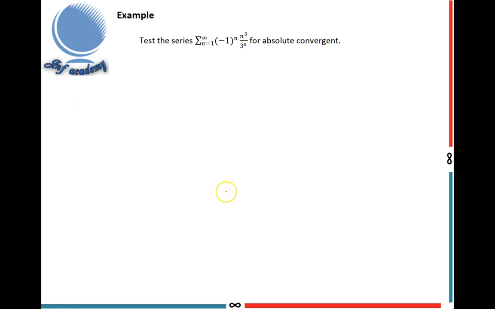Next, I will give an example of the ratio test. Test the series sigma n equal to 1 to infinity of minus 1 whole power n, n cube by 3 power n, for absolute convergence only. Here we use the ratio test. What is the an value? an is minus 1 whole power n, n cube by 3 power n. So I write an plus 1 also: an plus 1 is minus 1 whole power n plus 1, n plus 1 whole cube, divided by 3 power n plus 1.